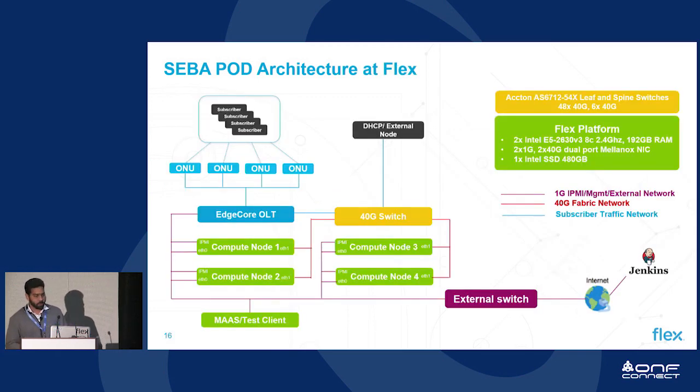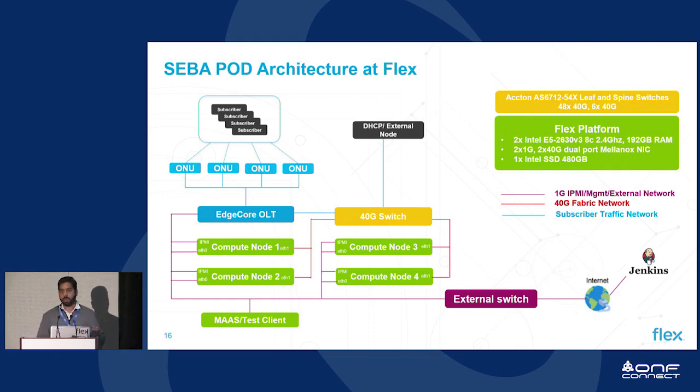Due to hardware constraints, at Flex, we have a subset of a SEBA pod, which consists of 4 compute nodes connected to an aggregate switch. The aggregate switch has just a single OLT device, which is from Edgecore, and that is connected to the 40 gig aggregate switch via an NNI port. We have around 4 ONU devices which get connected on the PON port to the Edgecore OLT, and now we are creating subscribers.